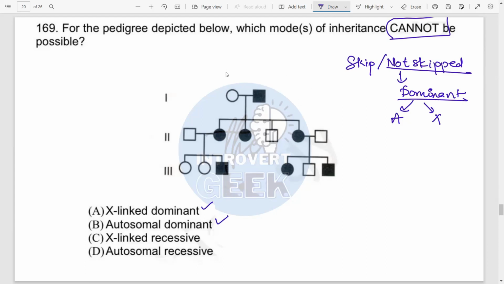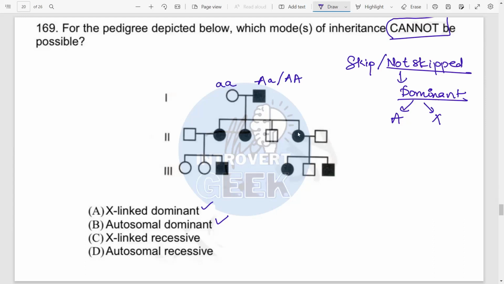You can try it with the original method, like for a dominant, at least this has to be a capital A, small a, or it could be capital A, capital A. And this will always be small a if it's a dominant trait, autosomal dominant. And one of the progeny has to be. So it will satisfy the requirement.